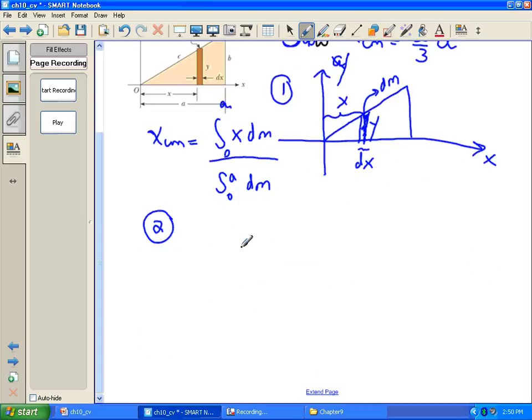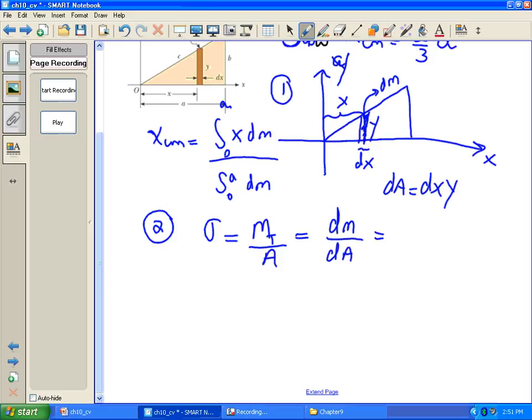Now here, this is our part 2, we have a situation where we don't use lambda because we now have area. So same as we did with the sheet, we have sigma, which is a constant. It's uniform, which is great, because sigma equals total mass over total area, or also the ratio of dm over dA. So what is dA? Well, the area of this little rectangle is equal to length dx times height y. So dA is y dx. So let's write this down, dm over y dx. So in other words, rewriting, dm equals sigma times y dx.